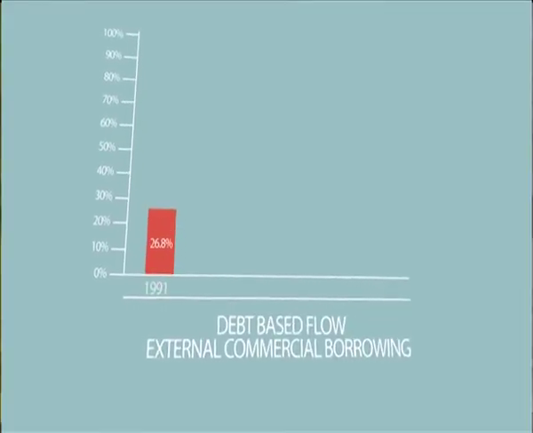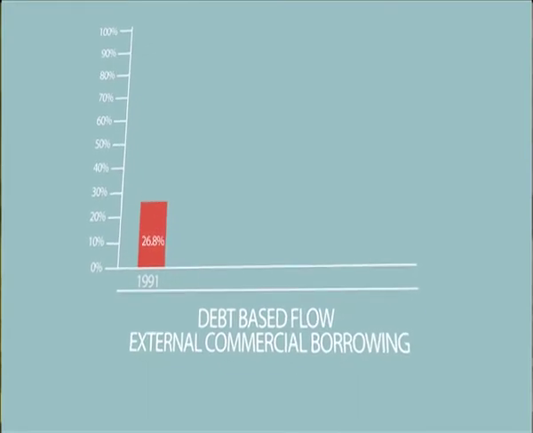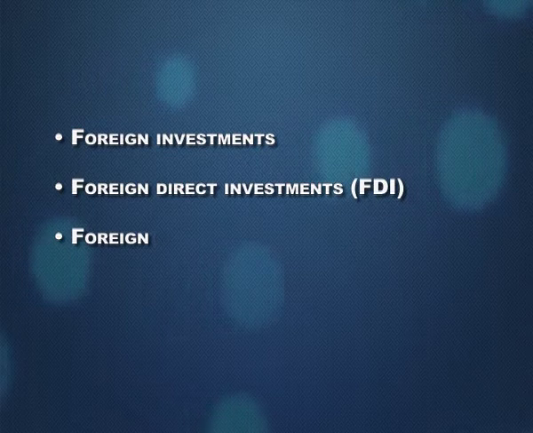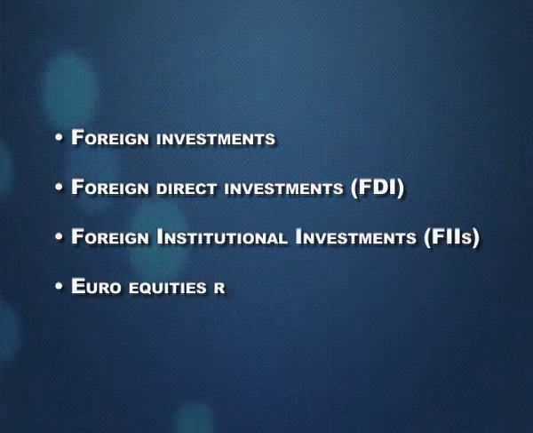External commercial borrowings, which is a debt-based flow, constituted 26.8% of capital flows in 1990-91. These increased to 50.6% by 2000-2001. NRI deposits, which were 37.1% of capital flows in 1995-96, also increased. The main item responsible for large capital inflows has been foreign investments, foreign direct investments (FDI) and foreign institutional investments (FIIs).